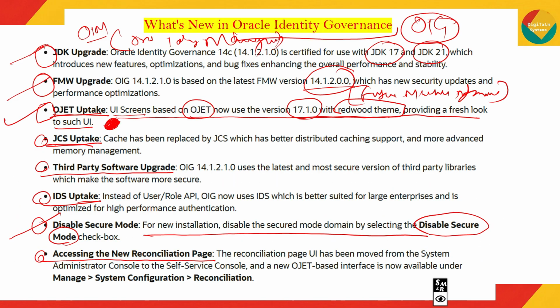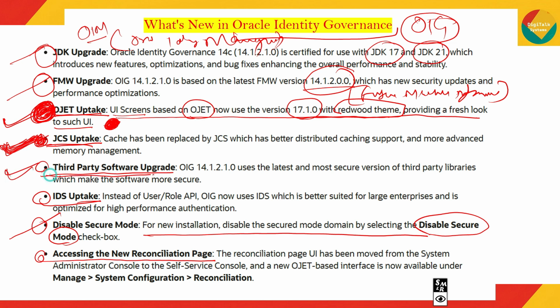So that means this OJET is completely internal, where you may feel the performance enhancement or the changes in the UI. JCS is again an internal cache management which is implemented. So as an end user, you don't need to worry about that one.